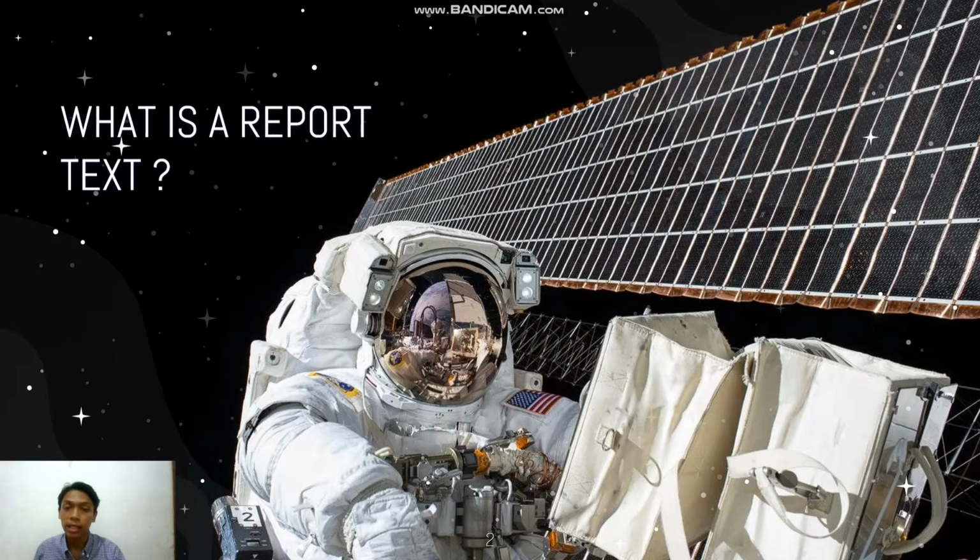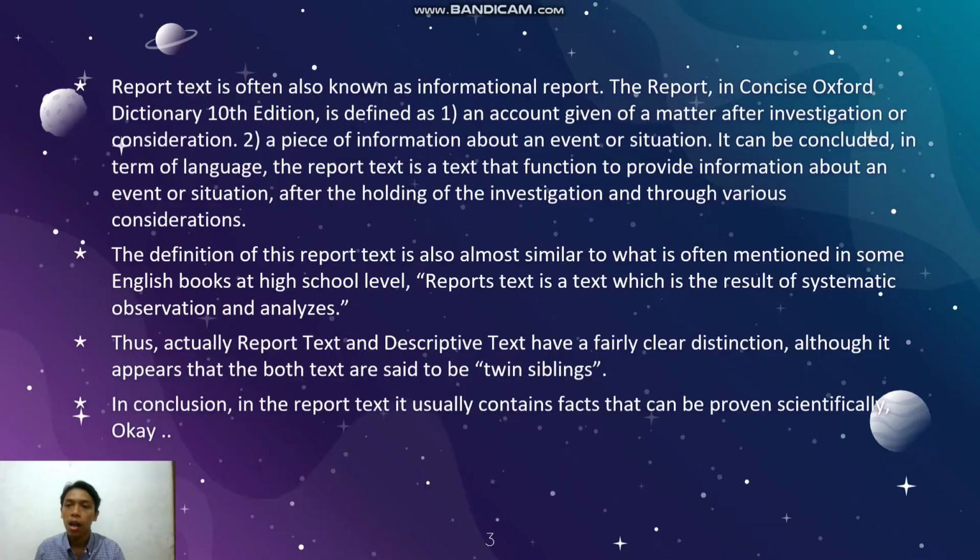What is a report text? Have you ever heard of it before? Report text is often also known as an informational report. In the Concise Oxford Dictionary, 10th edition, report text has two definitions. The first is an account given of a matter after investigation or consideration. The second is a piece of information about an event or situation.